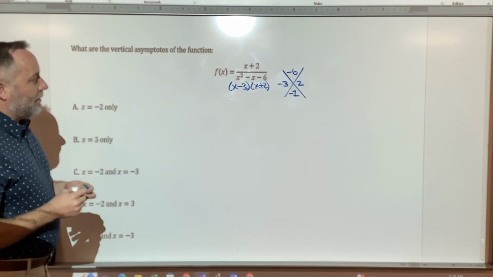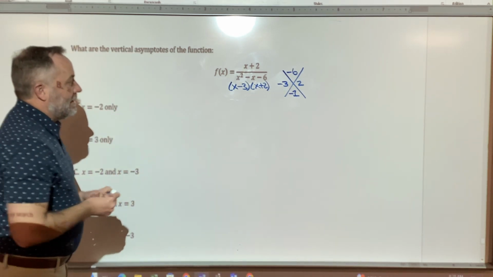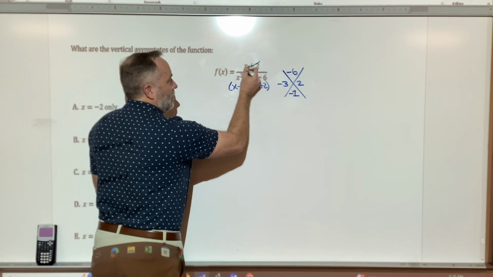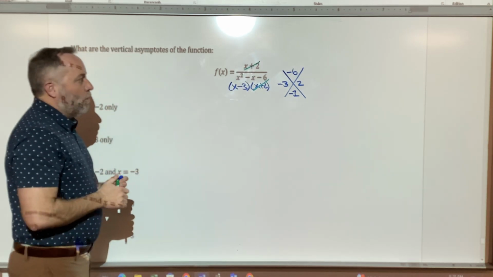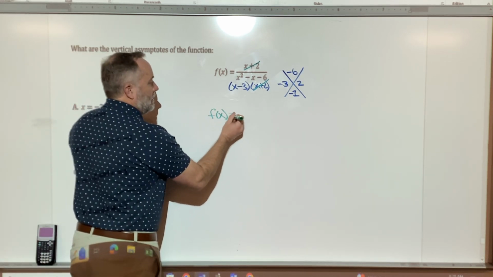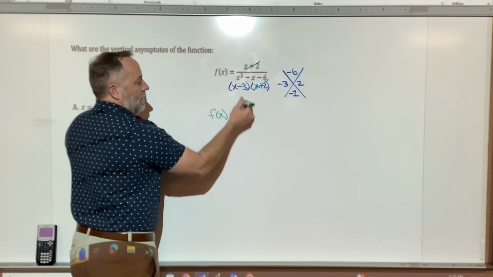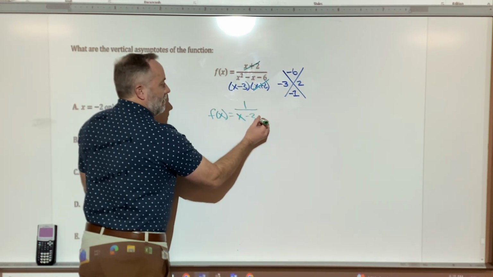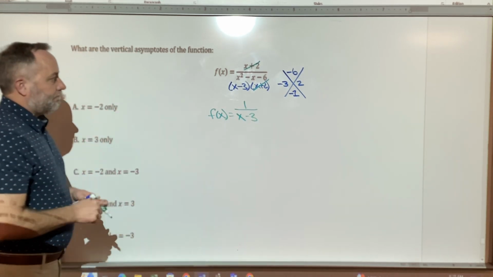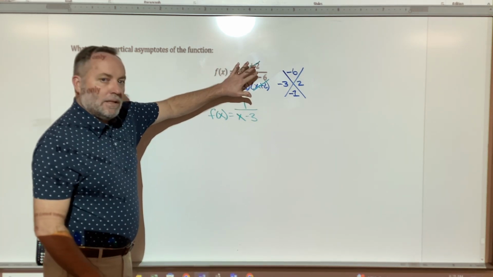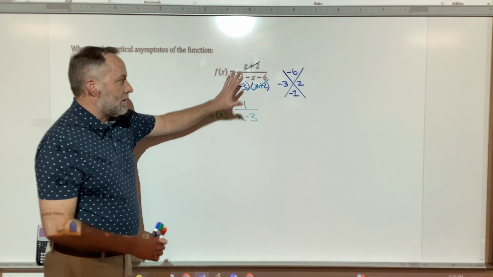And now that we have the denominator factored, we can see that an x plus 2 cancels out of both the numerator and the denominator, which leaves us with a reduced function that looks like this. f of x is equal to, we now have 1 in the numerator and just x minus 3 in the denominator. Okay, this piece that cancels out is a removable discontinuity, sometimes called a hole.